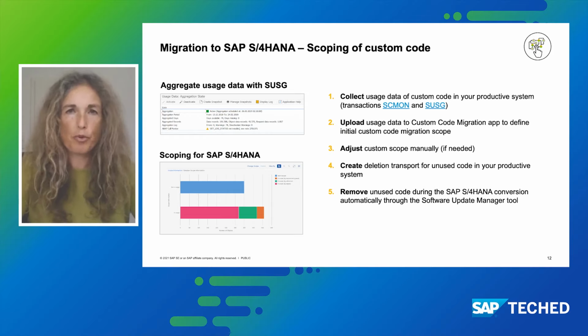Finally, you create a deletion transport for your custom code, and during software installation through the software update manager, you can add this deletion transport as a custom transport, and the software update manager will remove it from the system. If you have concerns about removing the unused custom code because you may think that you will need it at a later point in time, we recommend maintaining a backup system for your custom code, for example, a downsized productive or downsized development system.